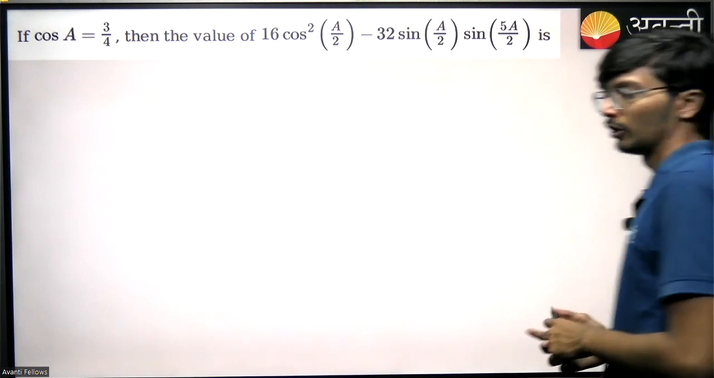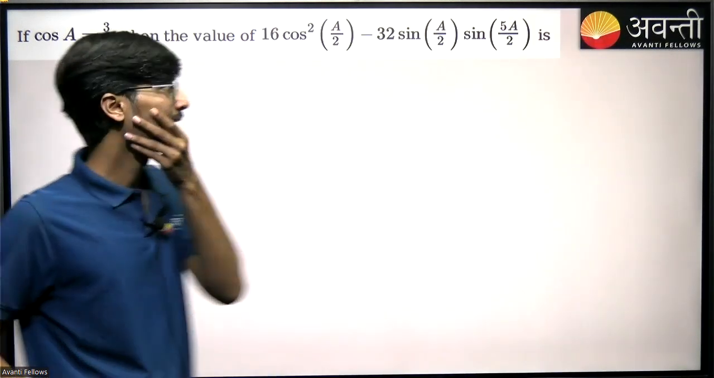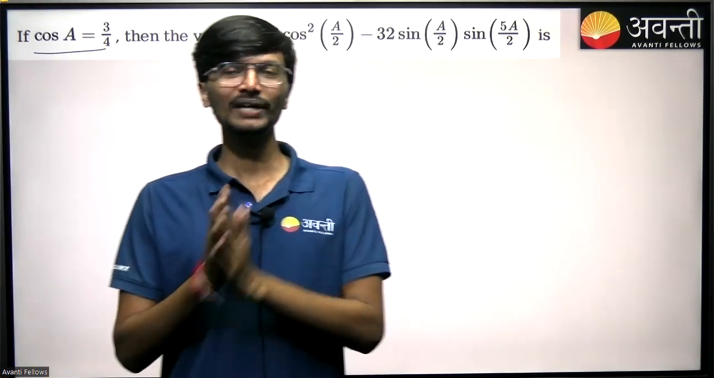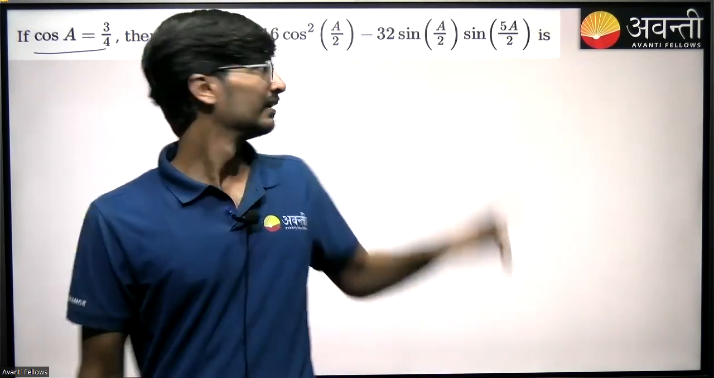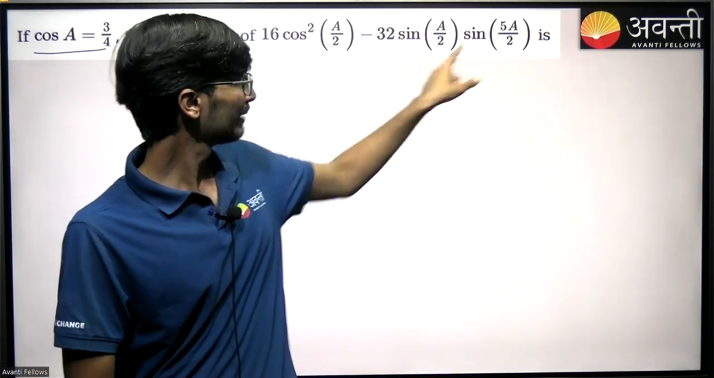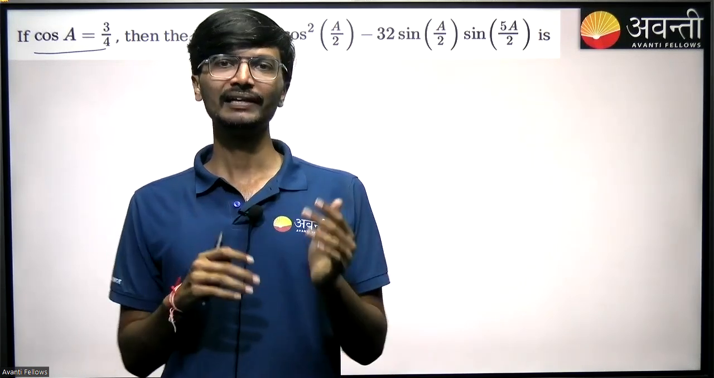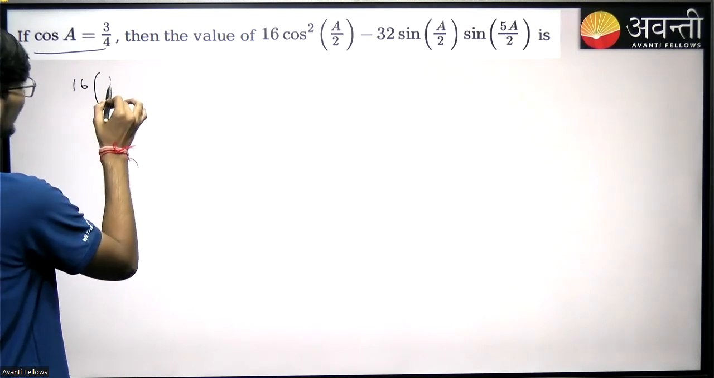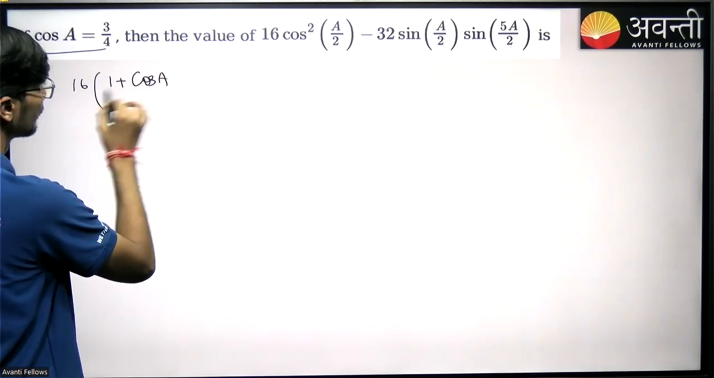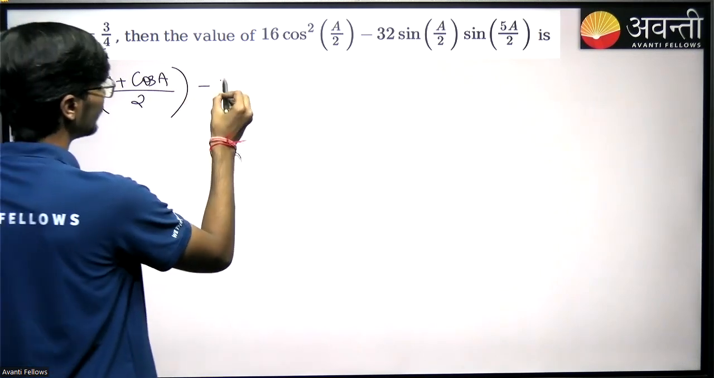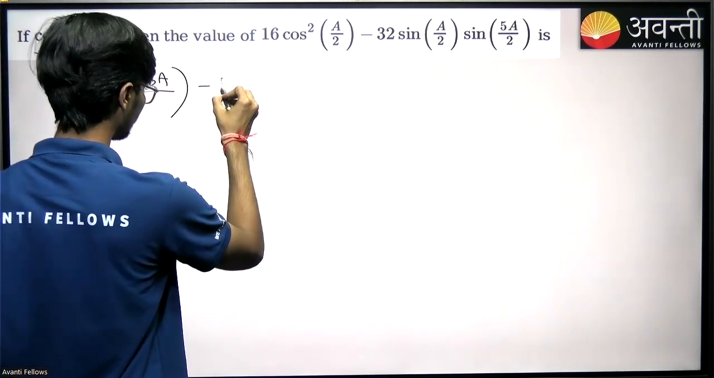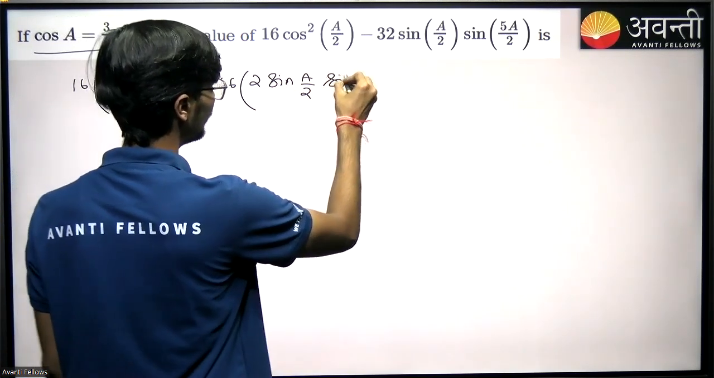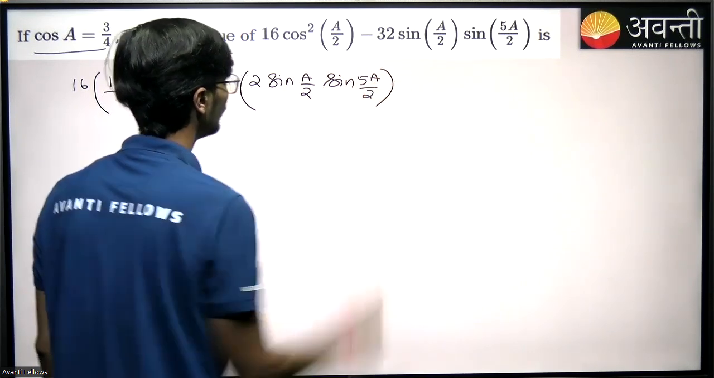This is a question on trigonometry. Let's solve it. We have the value of cos A. So in such questions, try to get everything in terms of the angle A. Here we have angle A by 2, here A by 2, here 5A by 2. So we'll try to get angle A. We'll use half angle. So I can write 16 cos square A by 2 as 16 into (1 plus cos A) by 2, minus 16 into 2 sine A by 2 into sine 5A by 2.